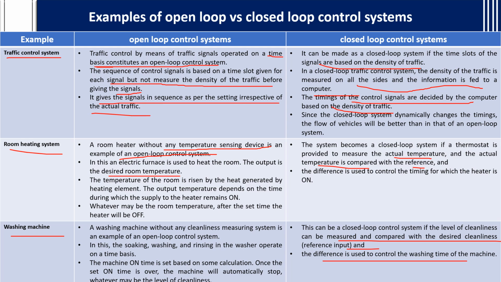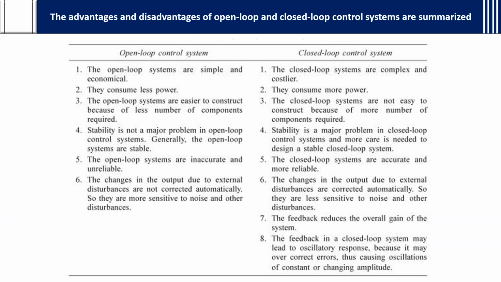In a closed loop control system, if there is some cleanliness problem or the cleanliness is not proper with the cloth, then it is going to increase the time and clean the clothes. Understand? These are the differences between open loop and closed loop control systems based on the example. Now we will see the advantages and disadvantages of open loop and closed loop control systems in a summarized way.